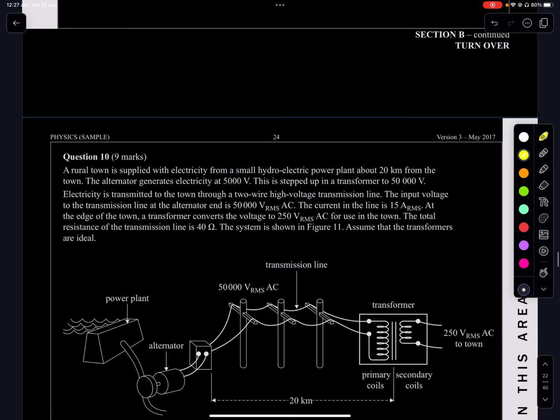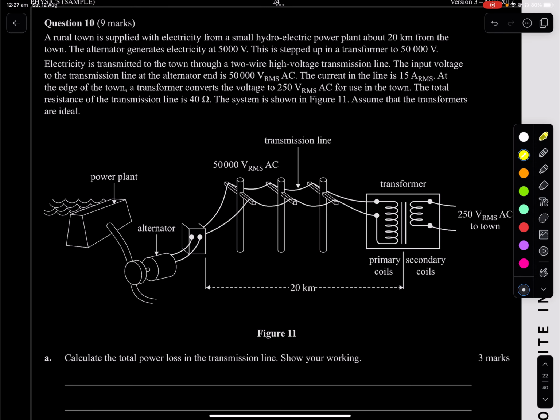Okay, not too bad. A rural town is supplied with electricity from a small hydroelectrical power plant about 20 kilometers from the town. The alternator generates electricity at 500 volts. This is stepped up in a transformer to 50,000 volts. Electricity is transmitted to the town through a 2-wire high voltage transmission line. The input voltage to the transmission line at the alternator end is 50,000 V RMS AC. The current in the line is 15 A RMS.